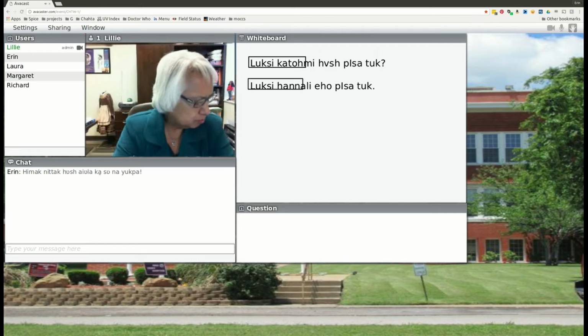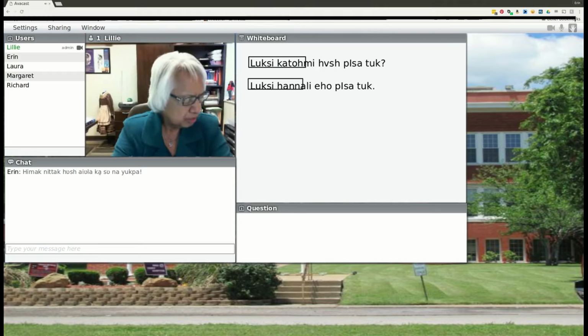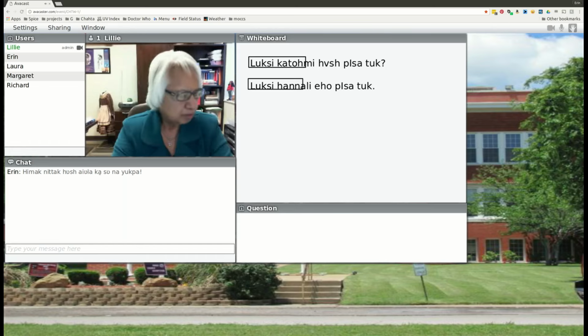Now look at the next one. It says hoshi katohmi hosh kuchahili. We see that hosh follows hoshi katohmi, and this tells us that hoshi katohmi is the subject of the sentence. How many birds? Hosh tells us that hoshi katohmi is the subject of the sentence. How many birds? Kucha hili.